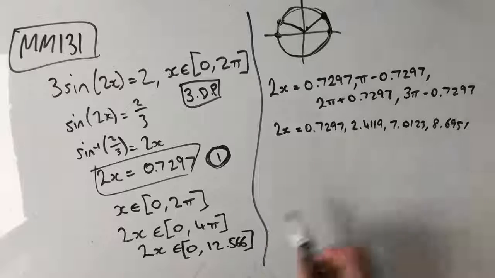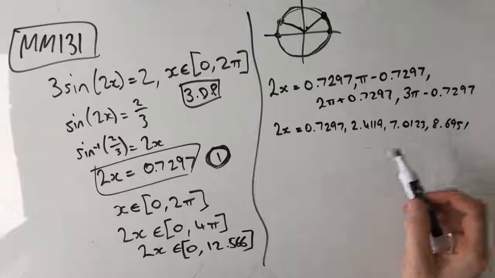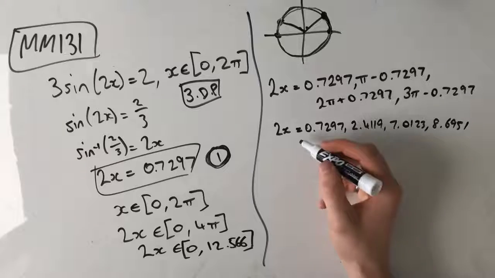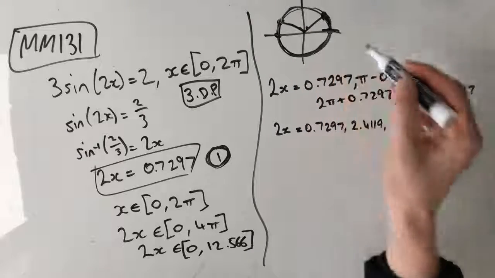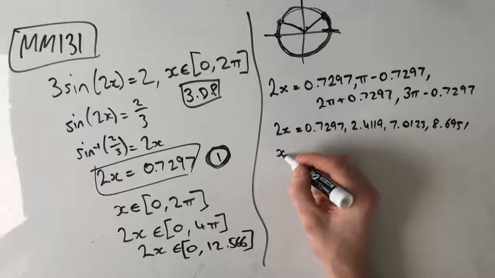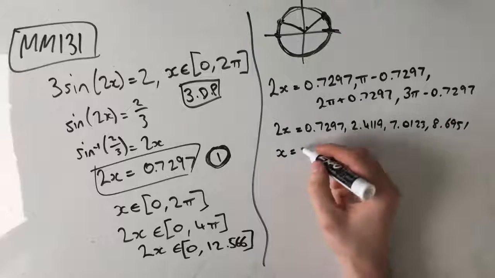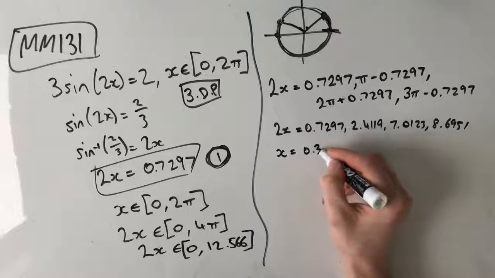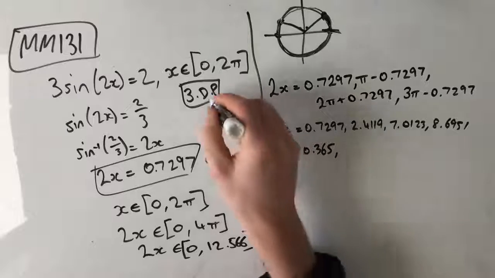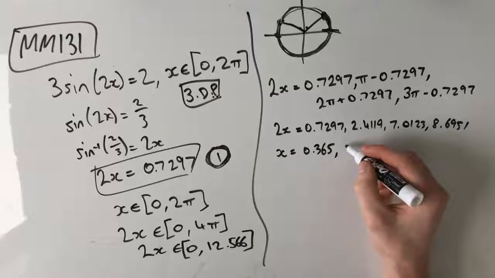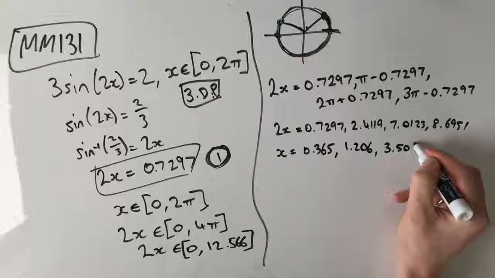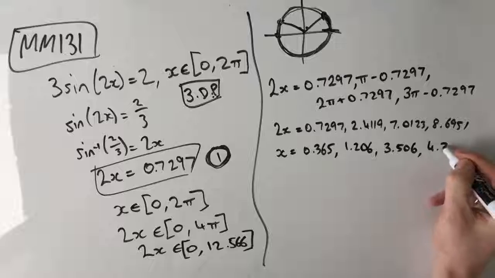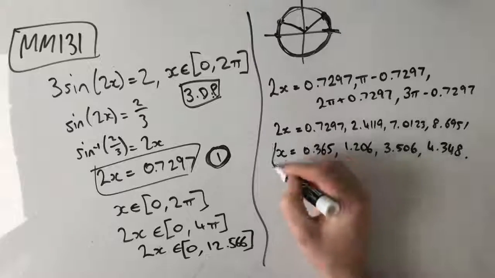Do all of these lie within the domain 0 to 12.566? Yes. So we know that this is all our answers. Because if we went around one more time, that would be outside the domain of 4 pi, because 4 pi lies here. So we simply divide each one of these by 2, and we get x equals 0.365. Remember, correct to 3 decimal places. 0.365, 1.206, 3.506, and 4.348. This is our final answer.